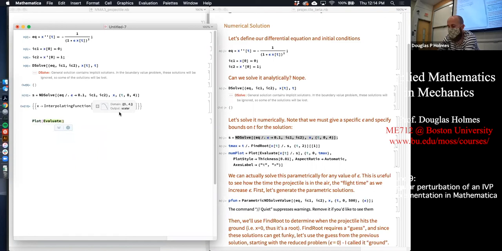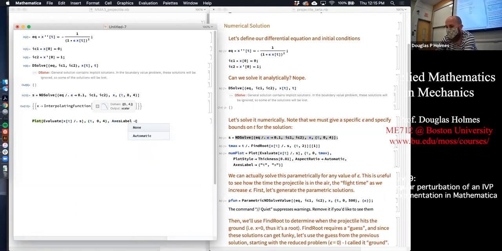This will not matter too much. So I wanted to evaluate my function x of t using my solution. So slash dot s, and let's see what happens. I want to plot it from t is from 0 to, what did I say, 4? Yeah, okay. And while we're here, why don't we label the axes?